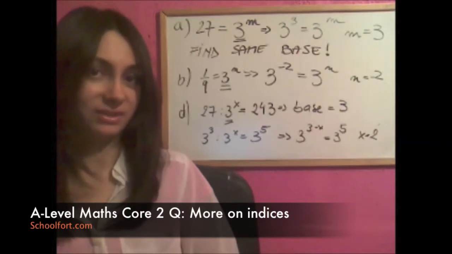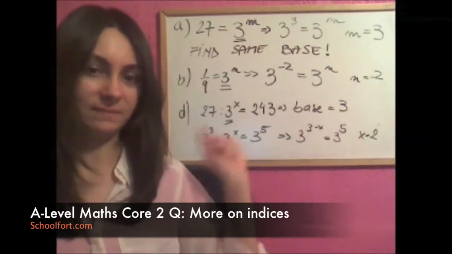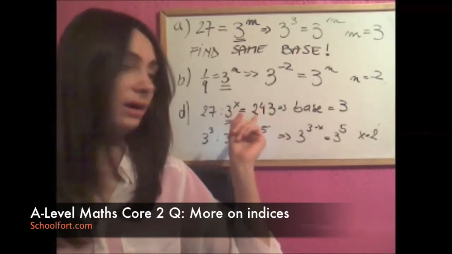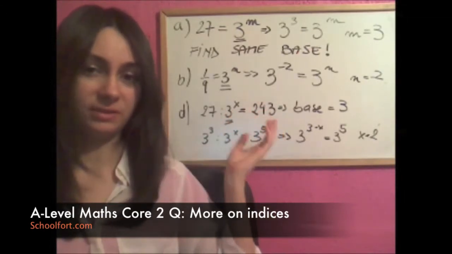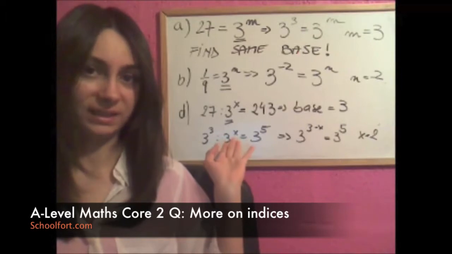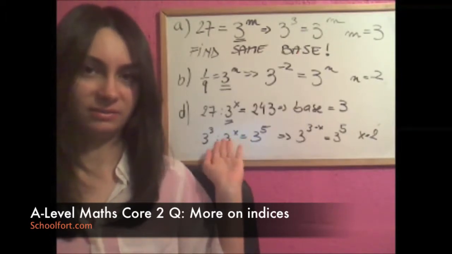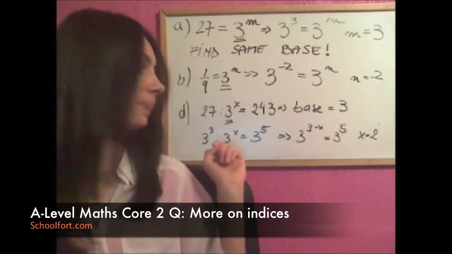Again, same thing, find your base. Your base is 3 again. 27 is 3 to the power of 3. And now you have to figure out what is 243. This can be just a bit of trial and error. So we find that 243 is 3 to the power of 5.